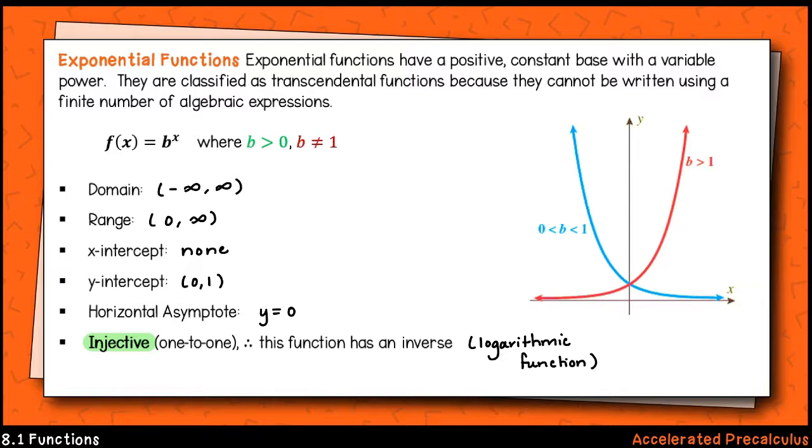There are no x-intercepts on the parent function, and the y-intercept is located at 0, 1. A horizontal asymptote is located at the horizontal line y equals 0, or the x-axis. This is considered an injective function, meaning it's 1 to 1. This also means that this function has an inverse, which happens to be the logarithmic function. When b is greater than 1, this is said to be a growth function. When b is between 0 and 1, this is said to be a decay function.